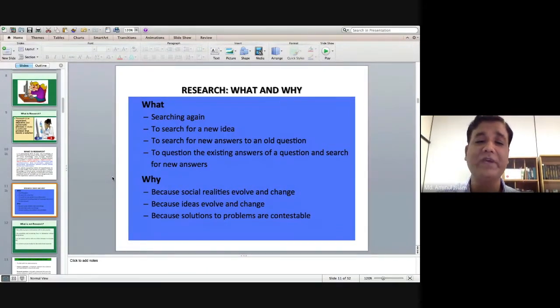Why do we do research? Because social realities evolve and change. As we see with COVID-19, things have changed so drastically. Definitely, many researches are required in many fields because of the new realities, or what you call the new normal, right? The new normal. And because ideas evolve and change, a solution to a problem is always contestable.